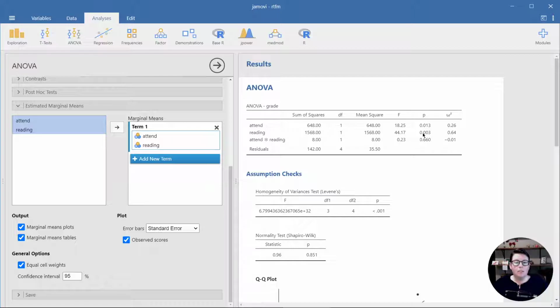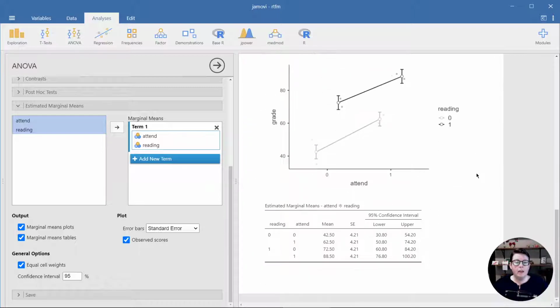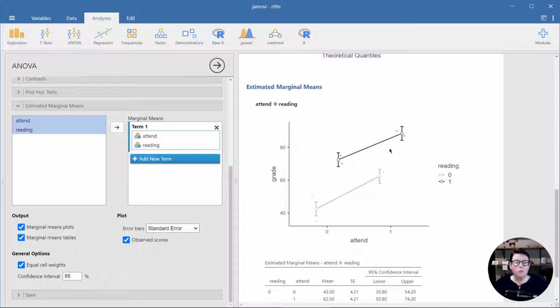Reading is also statistically significant. And so there's a significant effect of both attendance and reading on grades individually, main effects. And this one's an even bigger effect. So reading seems to be more important than attending in affecting grades. But there's no significant interaction between attendance and reading on the p-value, and the omega is basically 0. And this is a perfect graph to include when we're putting it in our write-up. So we could include that.